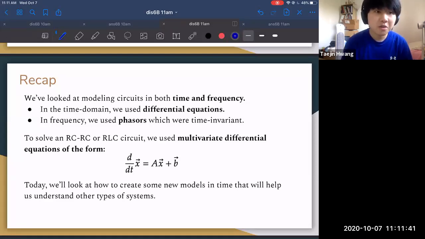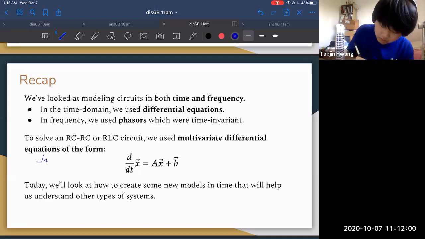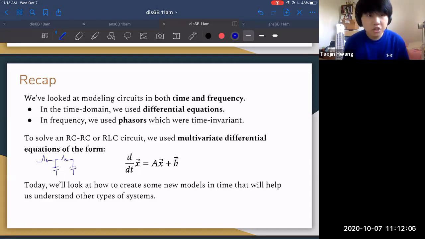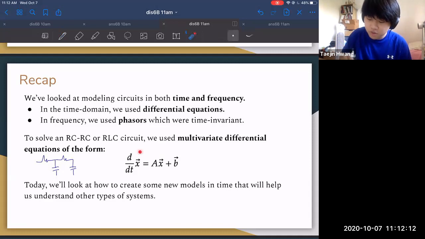The cool thing about phasors is that they are all time invariant, meaning they don't depend on time. So you can think of it as a different kind of setting, or a world where time doesn't exist. And to solve the RC cascaded example, or the RLC circuit, we used this multivariate or vector differential equation of this form: dx/dt = Ax + b.